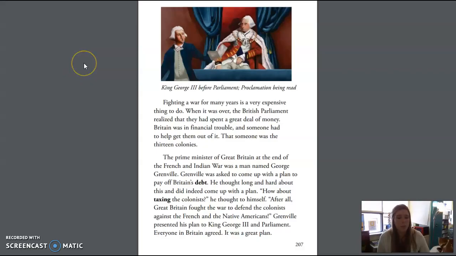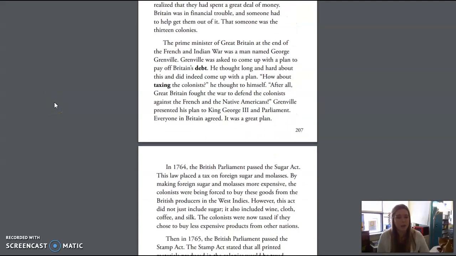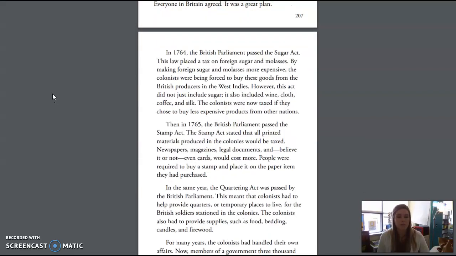The Prime Minister of Great Britain at the end of the French and Indian War was a man named George Grenville. Grenville was asked to come up with a plan to pay off Britain's debt. He thought long and hard about this and did indeed come up with a plan. How about taxing the colonists? He thought to himself. After all, Great Britain fought the war to defend the colonists against the French and Native Americans. Grenville presented his plan to King George III and Parliament. Everyone in Britain agreed. It was a great plan.